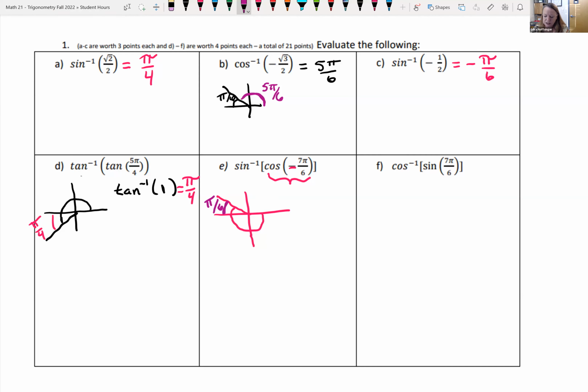Cosine, though, in this quadrant 2 is negative. And so thinking about cosine of pi over 6, I know cosine of pi over 6 is root 3 over 2, but again, we're in the second quadrant, so that's negative.